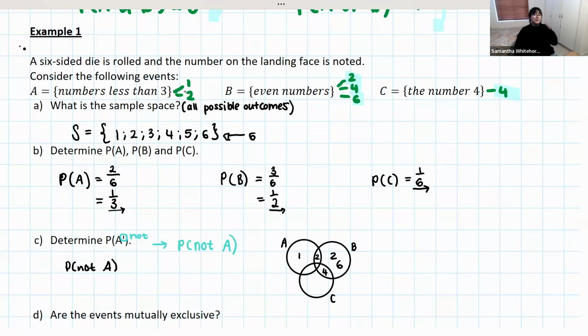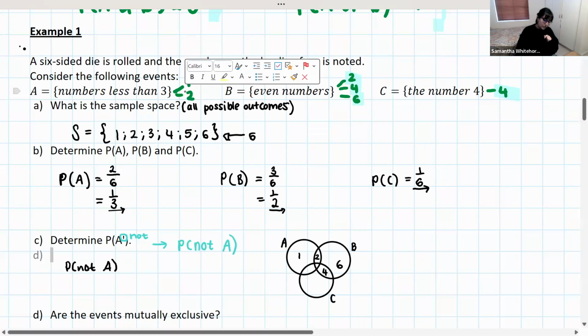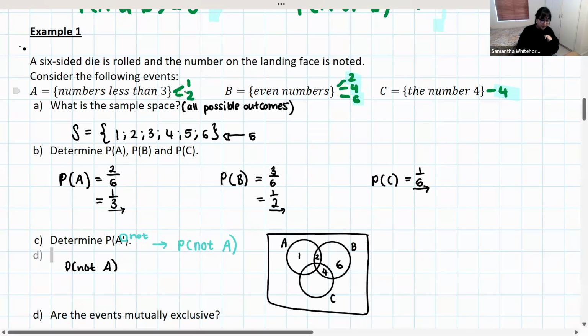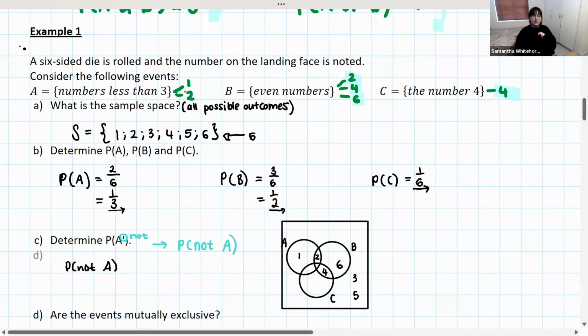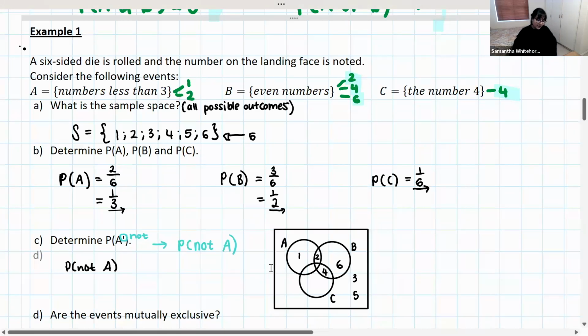But those are definitely exhaustive events. All of my outcomes, no, it's not an exhaustive event. And there's my sample space. So the numbers 3 and 5 are not in any of those events. Okay, so not A means everything else except for A.